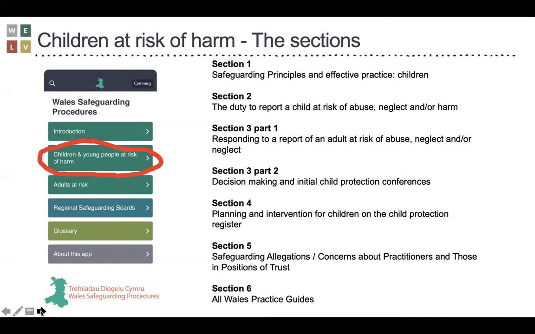Section 5 then deals with any safeguarding allegations and concerns that are made about practitioners and those in positions of trust who may be putting children in a position of being at risk. And finally, section 6 includes additional All Wales practice guides. These are in a similar vein to the pointers for practice. These practice guides will focus on specific aspects of practice in particular and should be considered alongside sections 1 to 5 of these procedures.